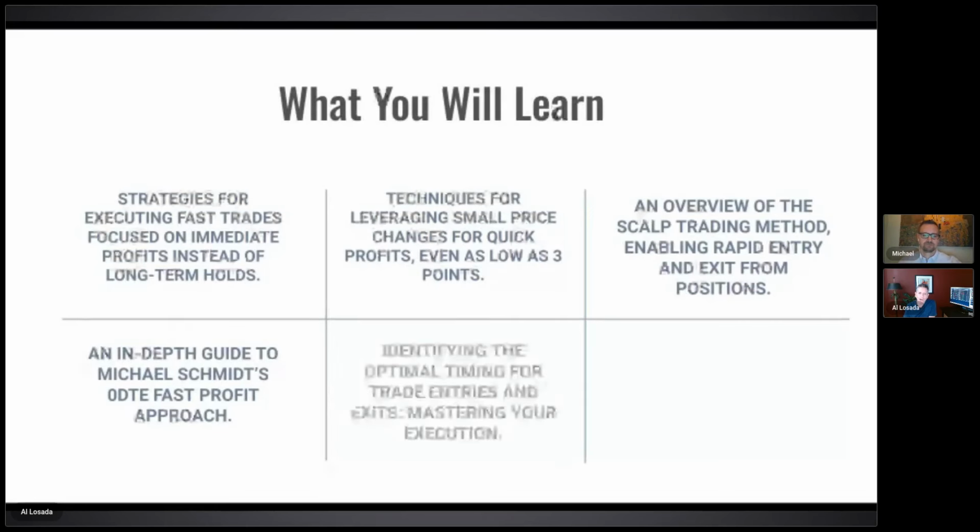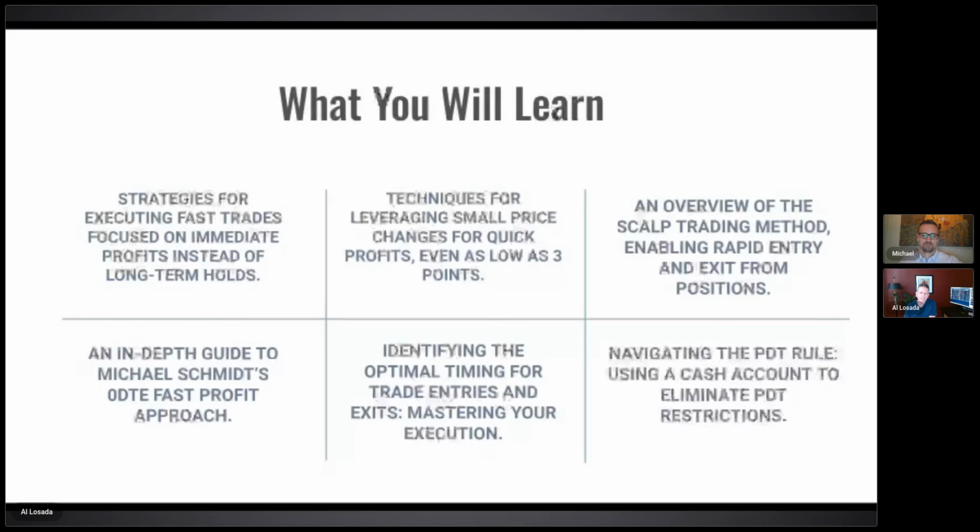Number five, identifying the optimal timing for trade entries and exits, mastering your execution, and number six, navigating the PDT rule using a cash account to eliminate PDT restrictions. And so if you have a small account, basically under $25,000, this is for you because you're able to trade these in a cash account. And there's no PDT restrictions, and that's one of the beauties of this trade.